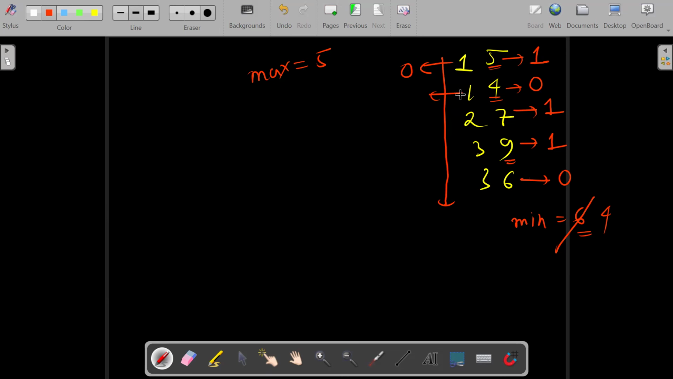How about 1, 4? Can 1, 4 be contained within any other range? I think yes, because there is a maximum ending point of 5 prior to that. 1, 5 can contain 1, 4. So 1, 4 is contained within 1, 5. So the answer for that is going to be 1.